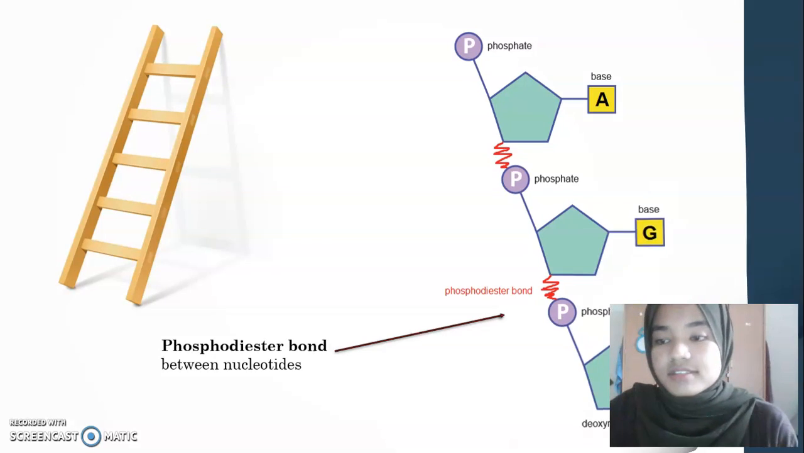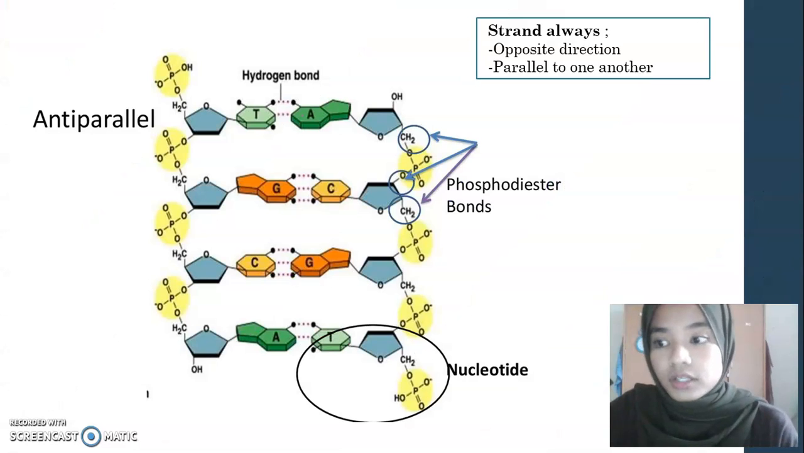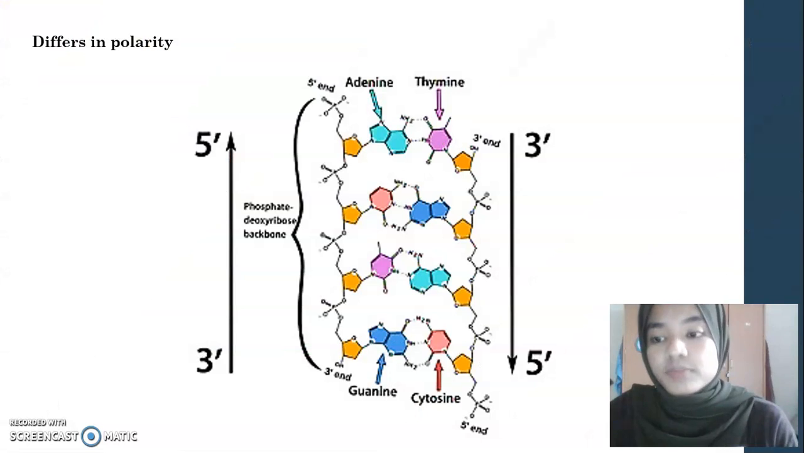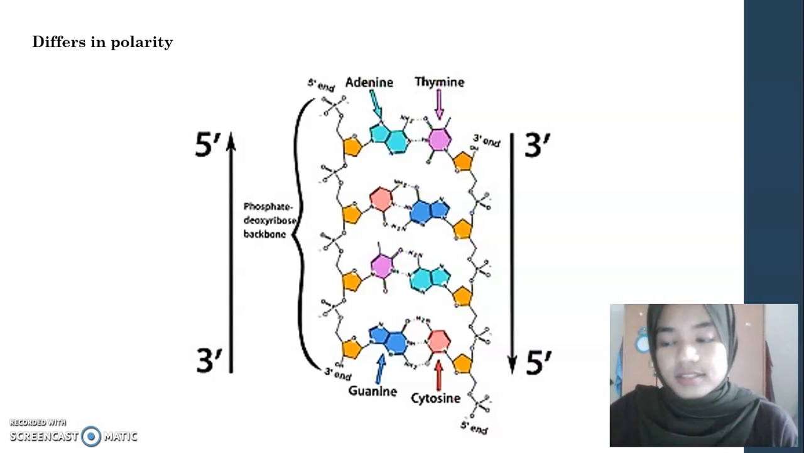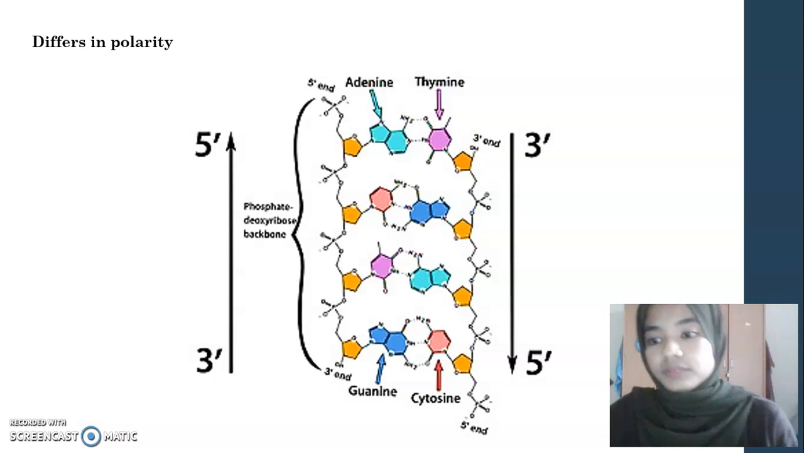The polynucleotide strands run anti-parallel to each other with nitrogenous bases. The strands run in opposite directions but parallel to one another. The head of one strand is always laid against the tail of the other strand. This is due to the different polarity that both of them experience. In the figure, the left-hand strand has 3' to 5' polarity, whereas the right-hand strand has 5' to 3' polarity as compared to the first one.